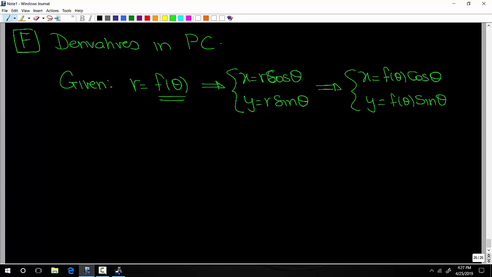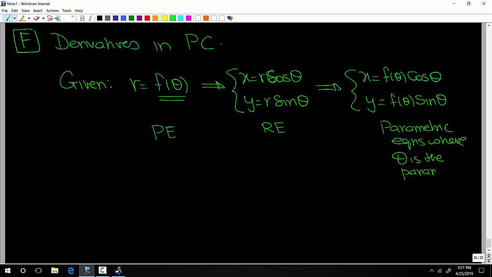So what did we do? We started with polar equations, then we had corresponding rectangular equations in essence, and now we basically made it into parametric equations where theta is the parameter. Normally the symbol we use for the parameter is t, so you can think of theta as acting like your t. So why is that important? Well, because we know how to find derivatives of parametric equations.